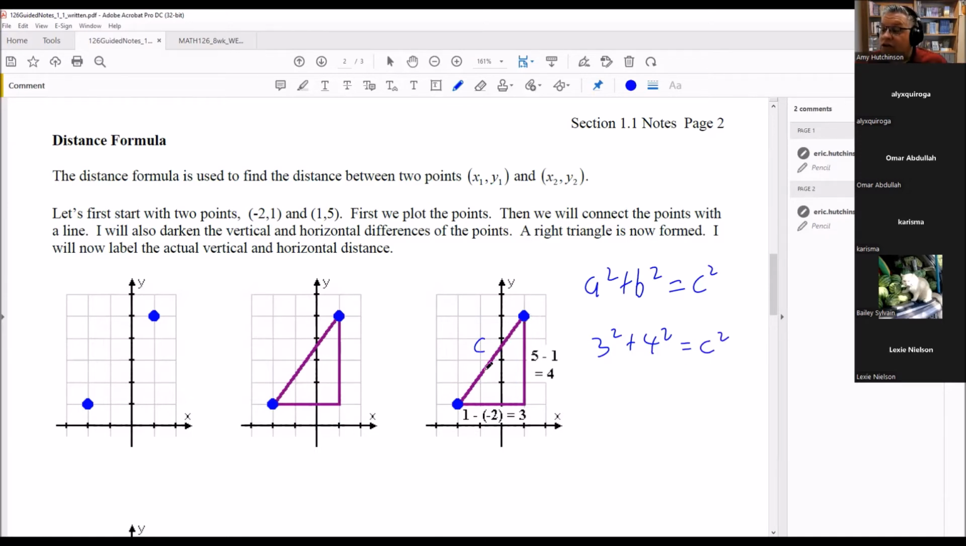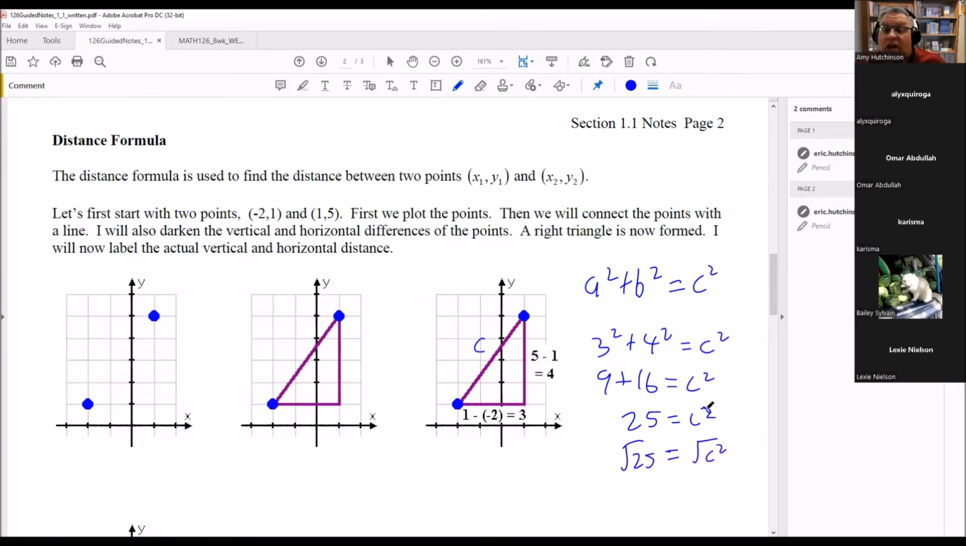Now, when I solve for that, that's going to tell me how far the distance is between -2, 1, and 1, 5. That's what I'm trying to find. The whole point of this is trying to figure out how far that distance is. So I have 9 plus 16 equals c squared. That's 25 equals c squared. And then I need to take the square root of both sides. Now, normally when you take the square root, you get plus or minus, but because I'm only considering a triangle that has a positive side, I'm just going to take the positive square root of that. So I'm going to take the square root of both sides.